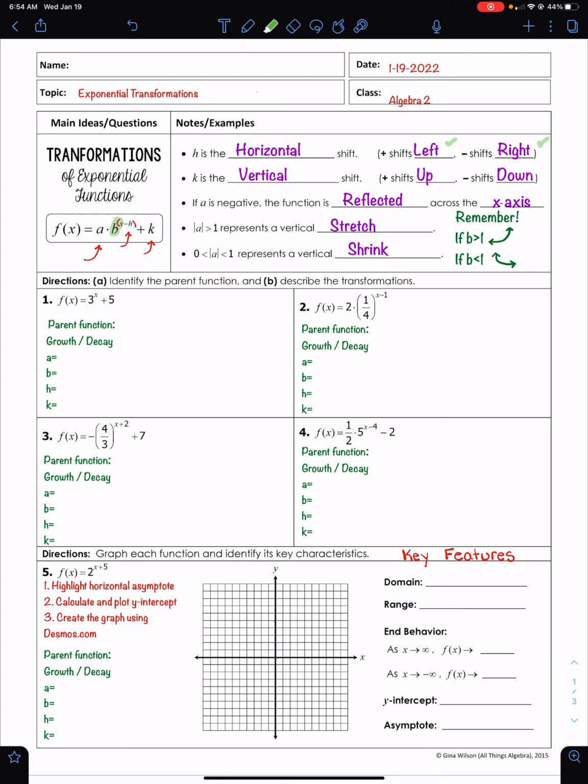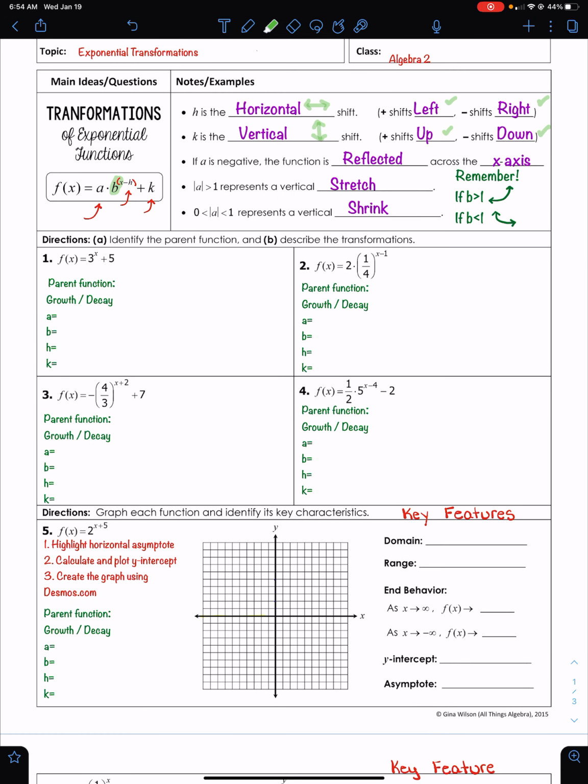The next variable that we're going to be looking at is k. K is a vertical shift or vertical transformation, which makes the graph move up and down. Horizontal makes it move left and right. If k is positive, the graph will shift up. If k is negative, the graph will shift down.